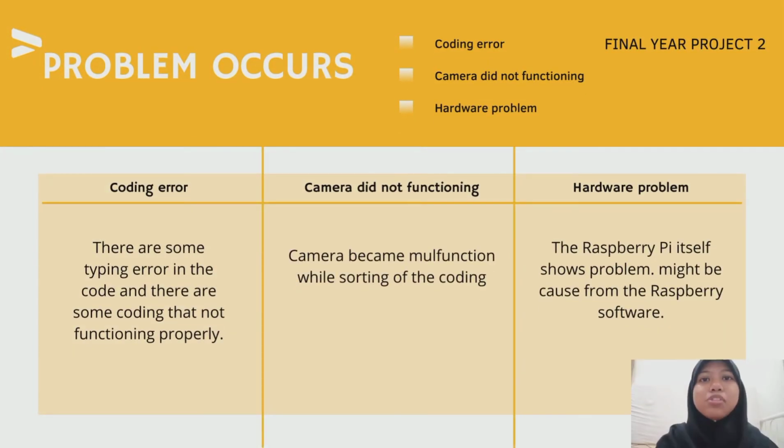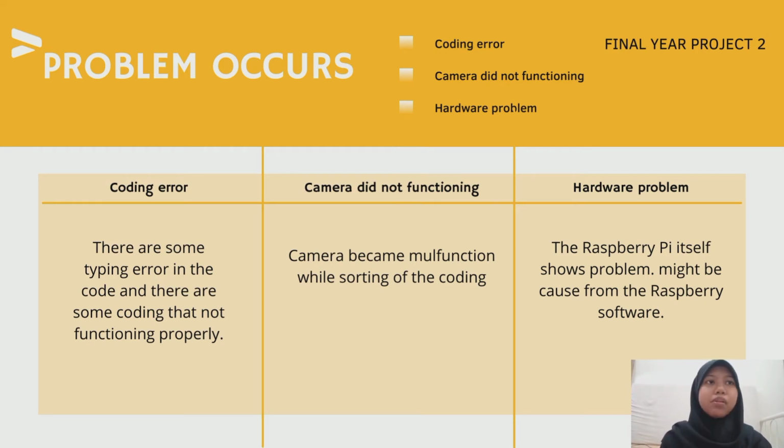In this discussion, I will talk about the problems that occurred when we built the Intelligent Side View for Detect Human. The first problem we faced was coding errors, a rookie mistake, which is typing errors. There were some typing errors in the coding, and some code could not function properly. The second problem is that the camera did not function very well.